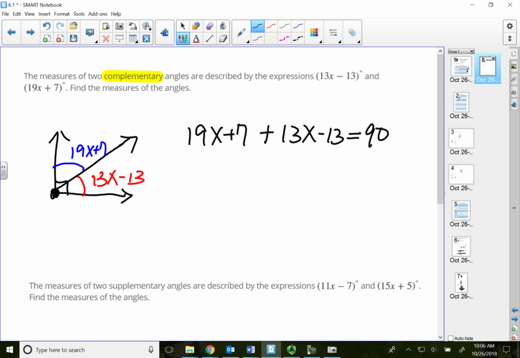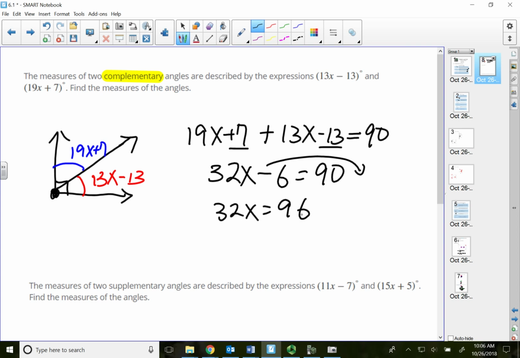All right, 19x plus 13x, combine like terms, that will be 32x, if I'm right. All right, 7 minus 13 will be negative 6, equal to 90. Move my negative 6 over, that's 32x equal to 96. So divide both sides by 32, my answer x equals 3. All right, but I'm not done yet because that's just what x equals.